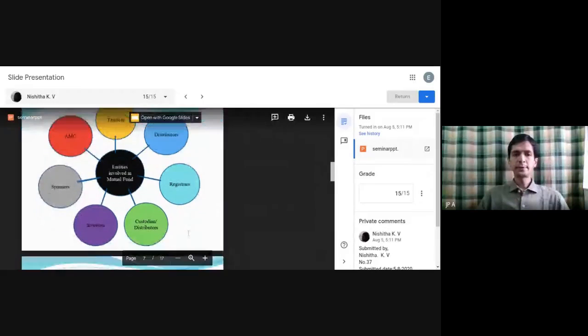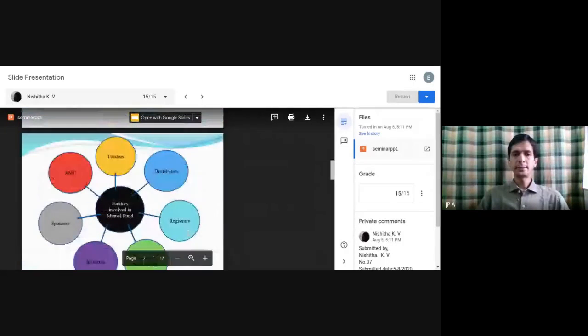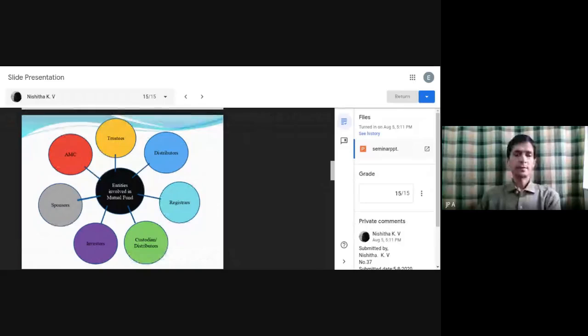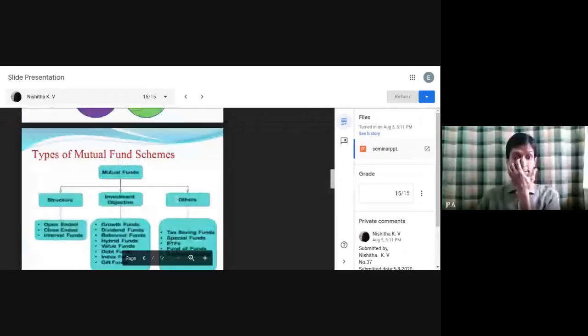So when you write all these things, you should show them and explain all these things. What is AMC? AMC means asset management company, and so on. We should explain each one like that. So when you have such a slide, it is very easy to explain all these points to the audience. Using images like that is good.